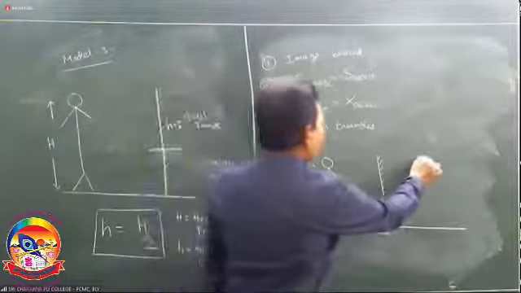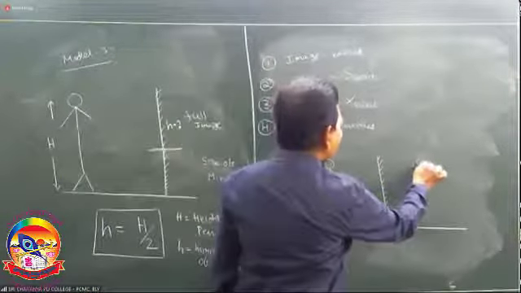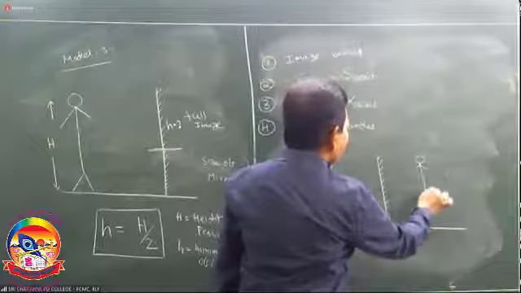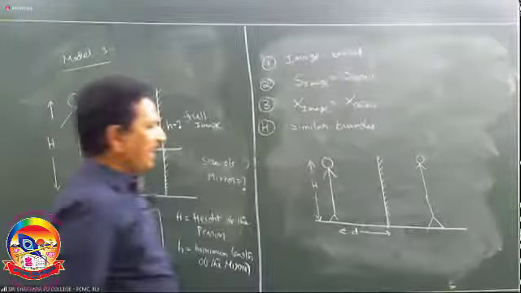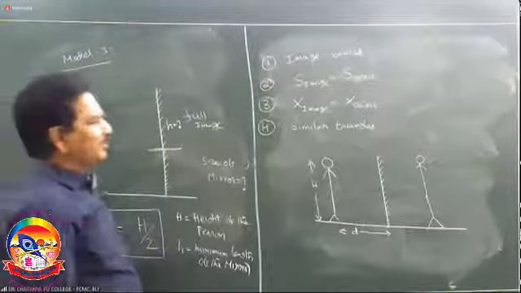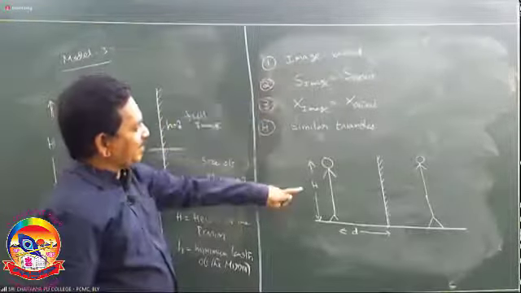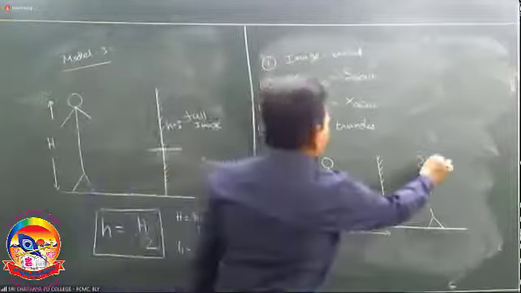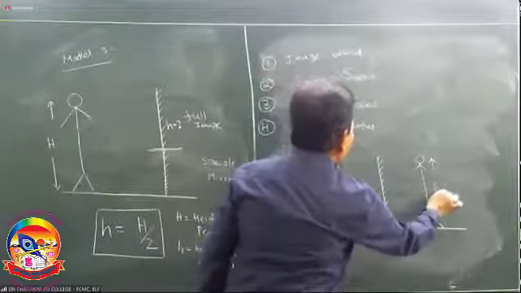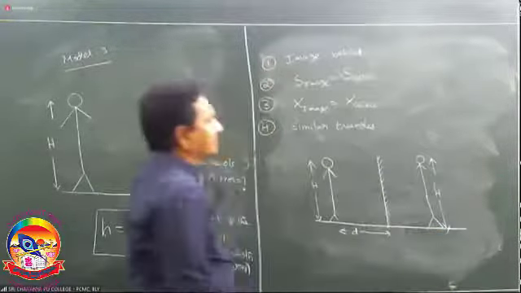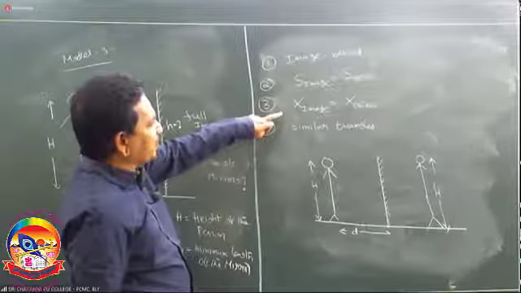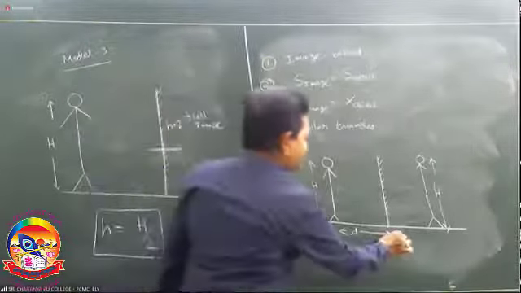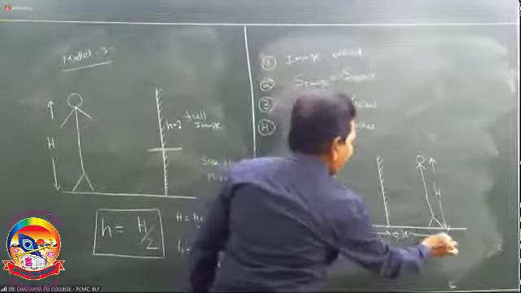I will draw the image first. The image will be behind the mirror. This one. The size of the image is equal to the size of the object, so this is also H. According to this, the distance of the image is equal to the distance of the object. This is D.